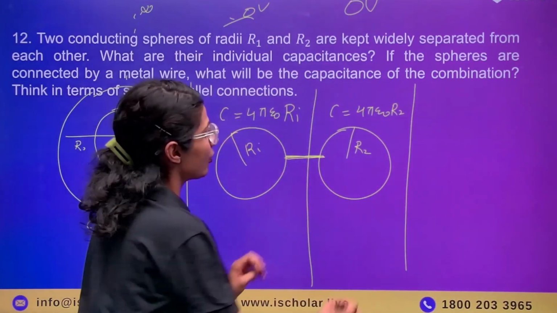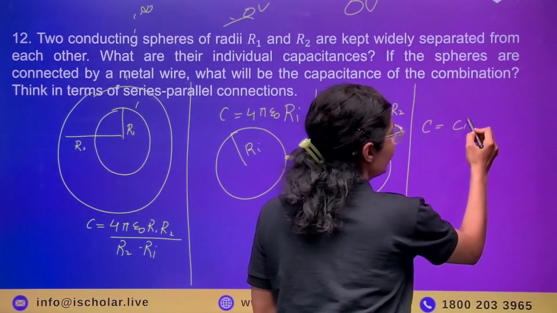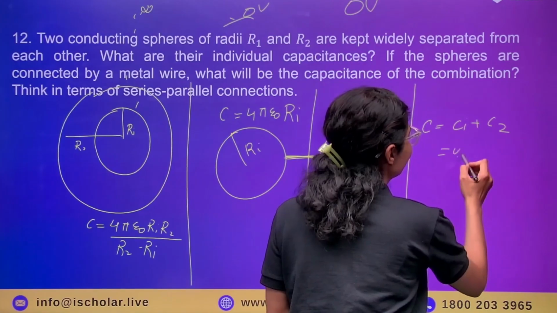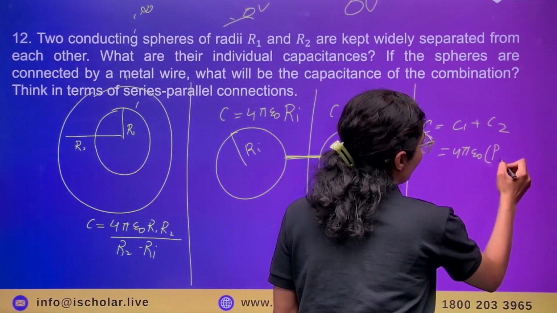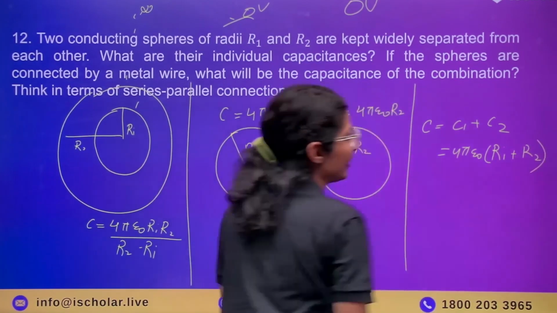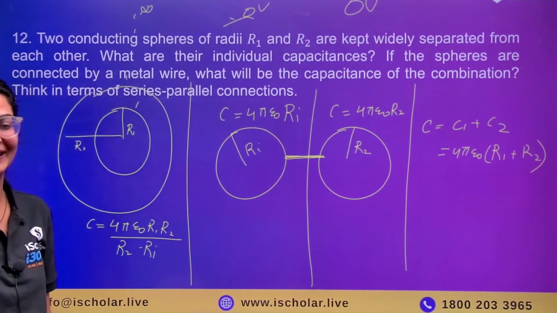So I'll be writing it over here. The total capacitance would be just the addition, because they are in parallel. Epsilon naught R1 plus R2. They are in parallel, so we'll just add them like this, right?